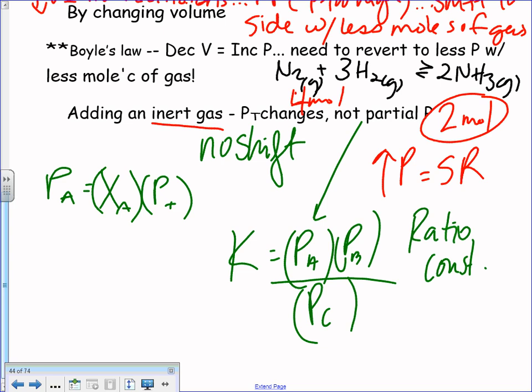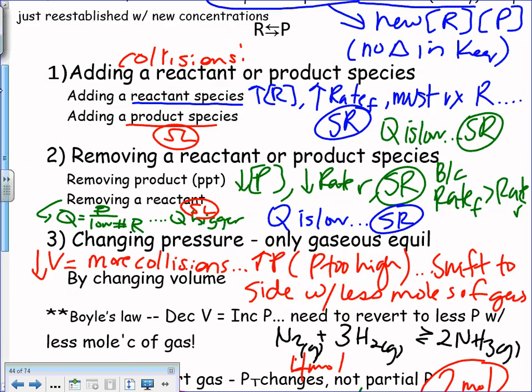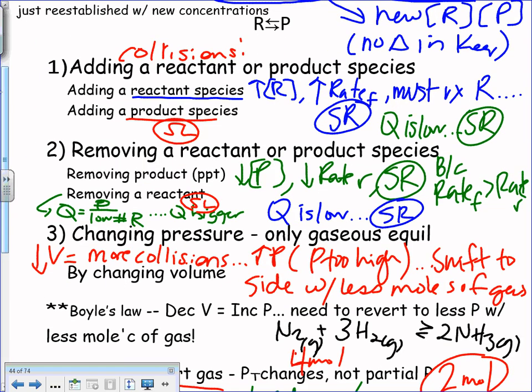Okay, so far we've got 3 things, and I want you to know that each of these 3 change the equilibrium position, but not K. Those 3 change the equilibrium position, but not K. Give me a thumbs up or something. I know I'm talking a lot, so I think I'm giving you time to write down what you need.